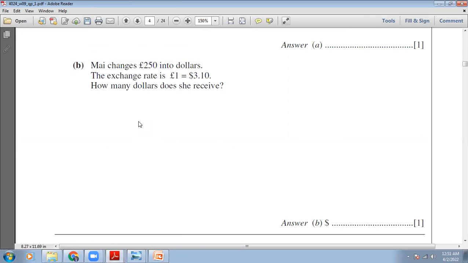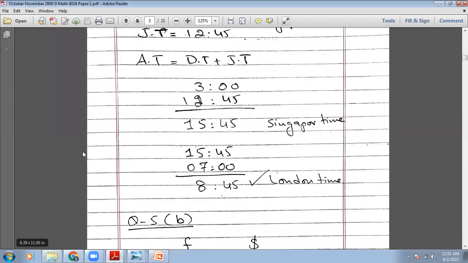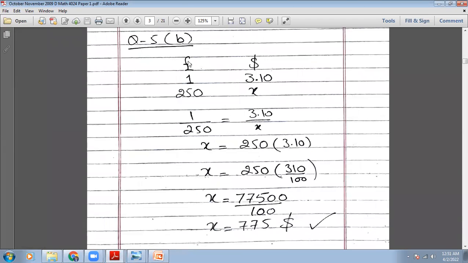She changes 250 pounds into dollars. The exchange rate is 1 pound equals $3.10. How many dollars does she receive? So we will use the method of proportion, and the method of proportion is very simple. You write pounds and dollars. 1 pound means $3.10. 250 pounds means how many dollars? So it will be 1 by 250 equals 3.10 divided by x.